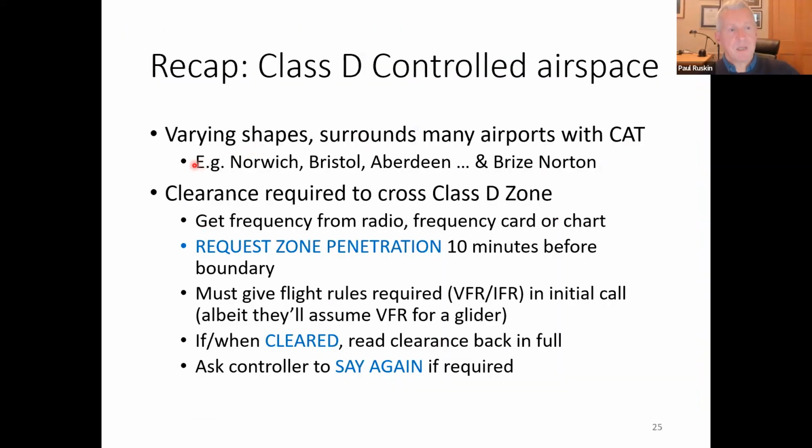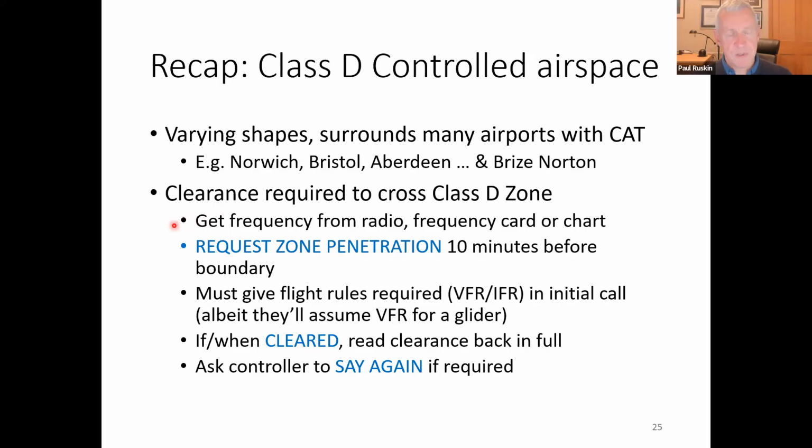So Class D, it's varying shapes, and it surrounds many airports with commercial air traffic of whatever sort. So Norwich, Bristol, Aberdeen, Bruntingthorpe. I think Doncaster's going to come back and places like that. We must get a clearance.